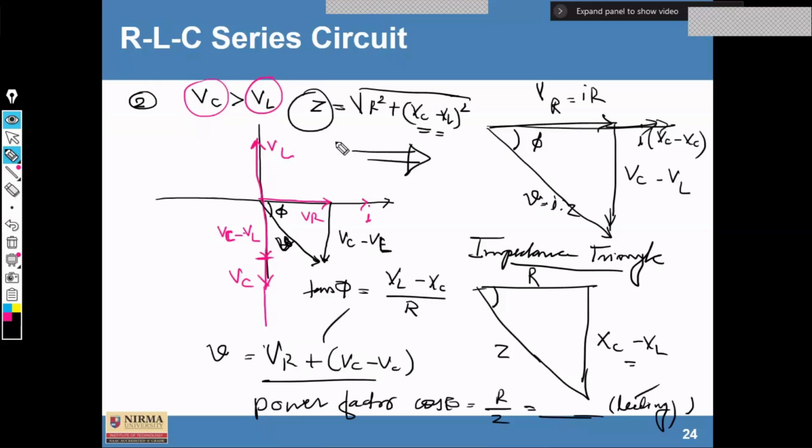The impedance can be calculated and the unit is ohm. Correct? I hope this would be very simple to understand. And you can now have the third condition, called VL is equal to VC.